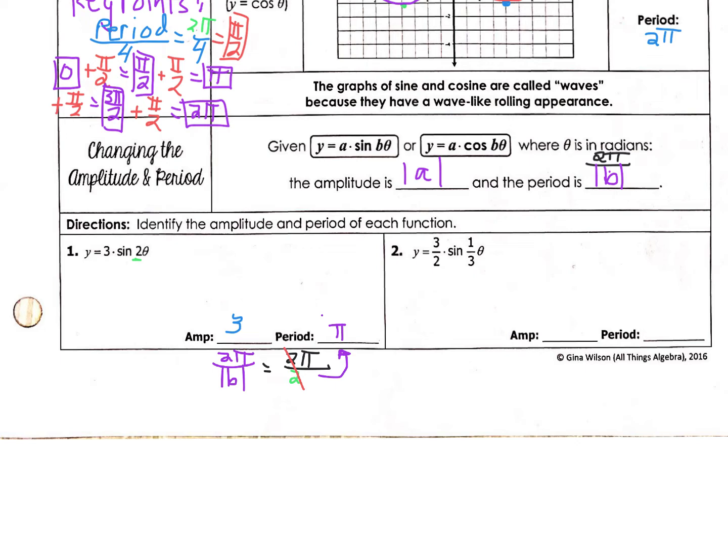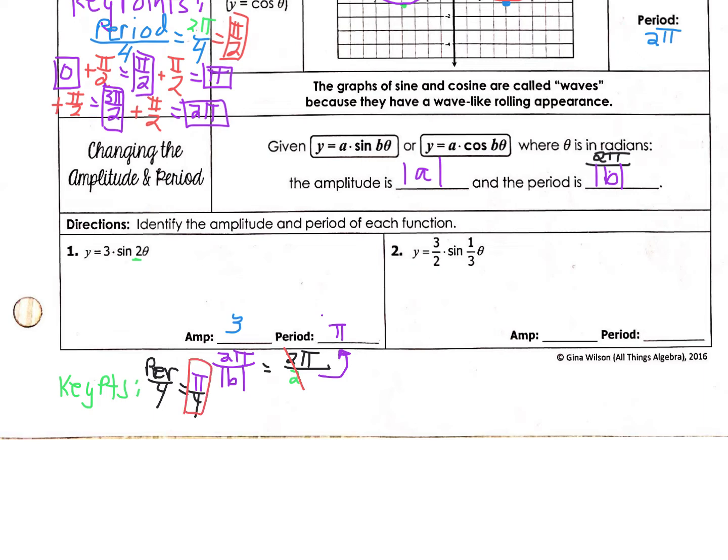Now to find your key points, I'm going to go ahead and show you how to find the key points given a period that is pi. So for our key points, you're always taking the period and you divide it by 4. So in our case, our period is pi, and we're going to divide it by 4. So that means we're going to count by 1/4 pi.